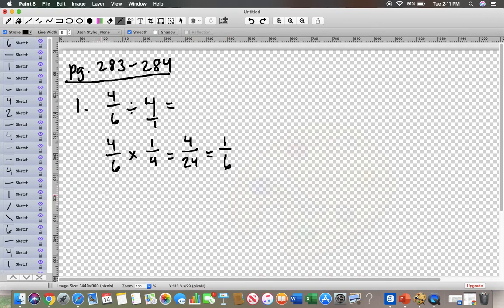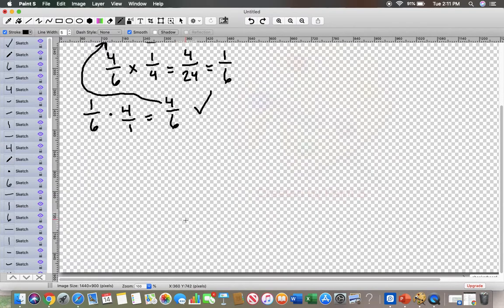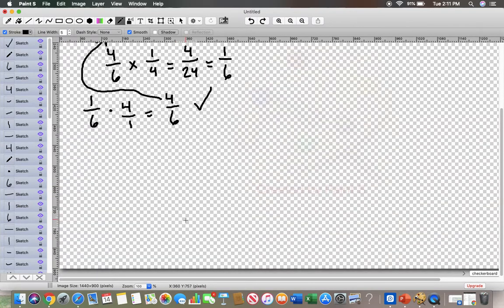I need to check it by using multiplication. So I take my answer of 1/6 and multiply it by the original divisor, which is 4, or 4 over 1. That is equivalent to 4 over 6, and that was my original dividend. I can put a check mark right there. My answer is correct. Let's do number 5.